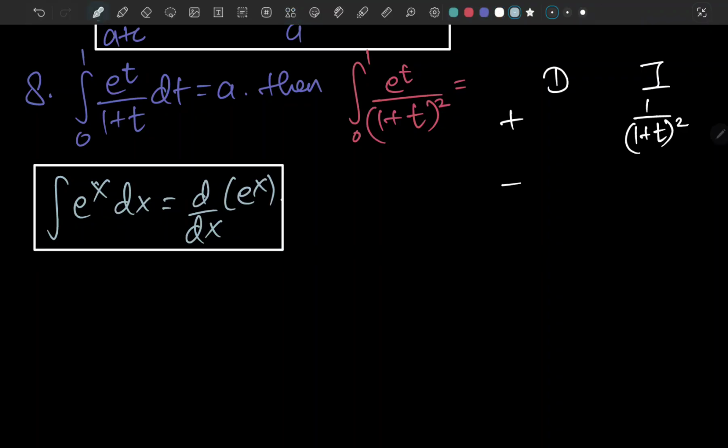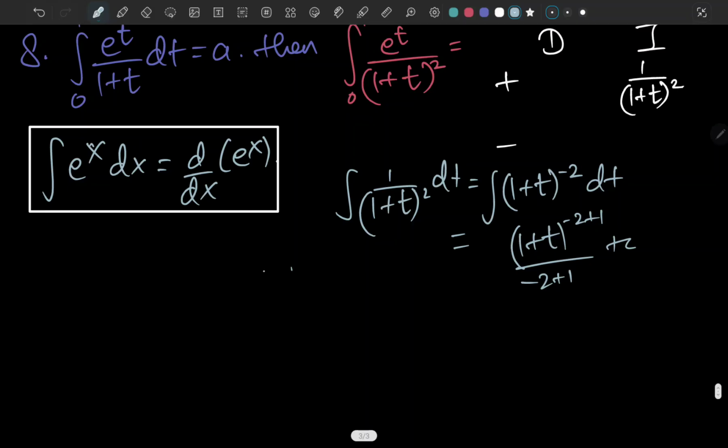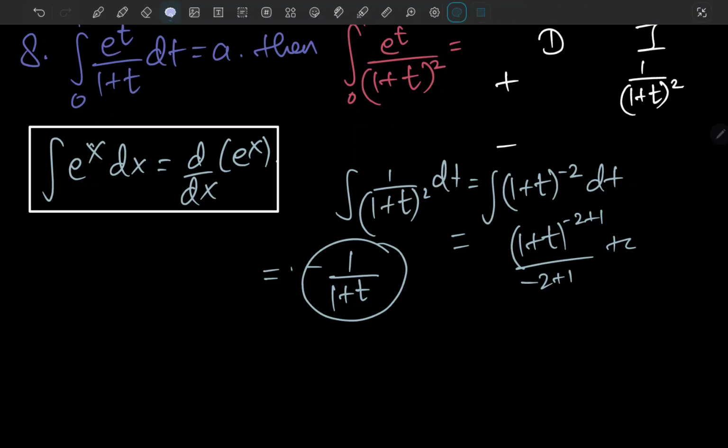I'm literally surprised with that. Anyways, we have to just integrate it: 1 over (1 plus t) squared dt. So if you integrate that, the integral of (1 plus t) to the power minus 2 dt becomes (1 plus t) to the power minus 2 plus 1 over minus 2 plus 1, plus c. So this becomes minus 1 over 1 plus t, right? And that is quite relating with our given integral, I would say.